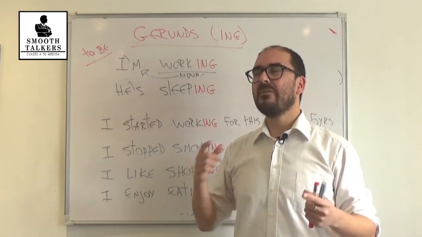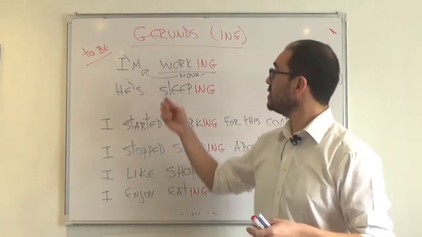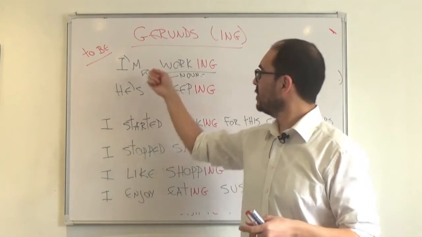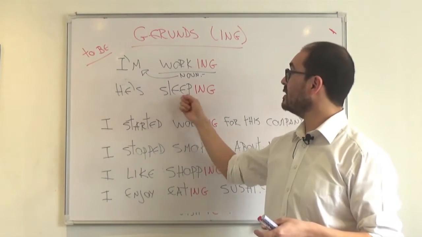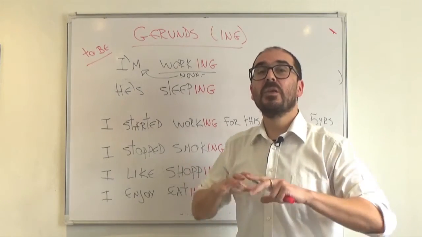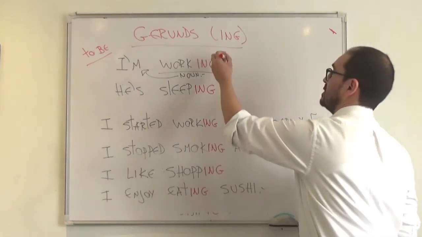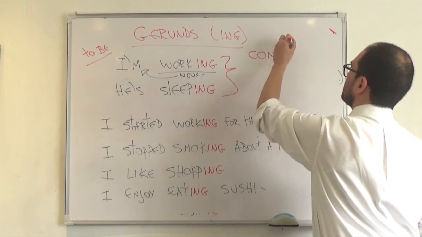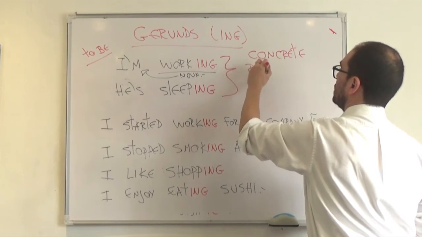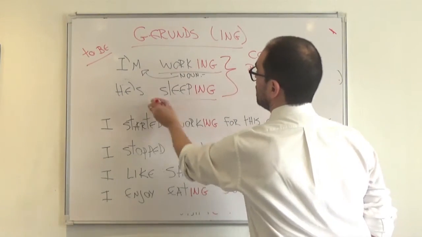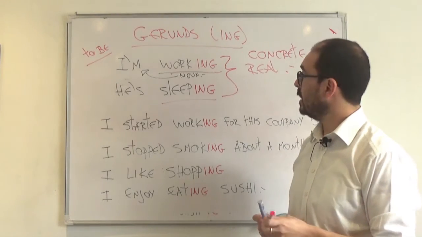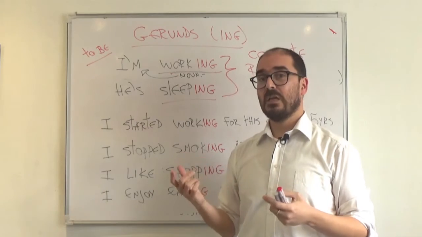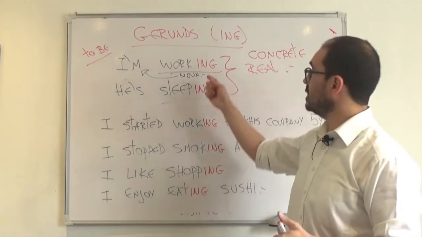But when I want to describe what's happening right now, I need to transform the verb into a noun, and that's why I use the ing. I'm working, so this is right now. He's sleeping. We're describing something real, and that, my friends, is the main concept. When we talk about something concrete, about something real, we use gerunds in English, okay? And this is why when we combine two verbs, sometimes after the first verb, we're going to use an ing.